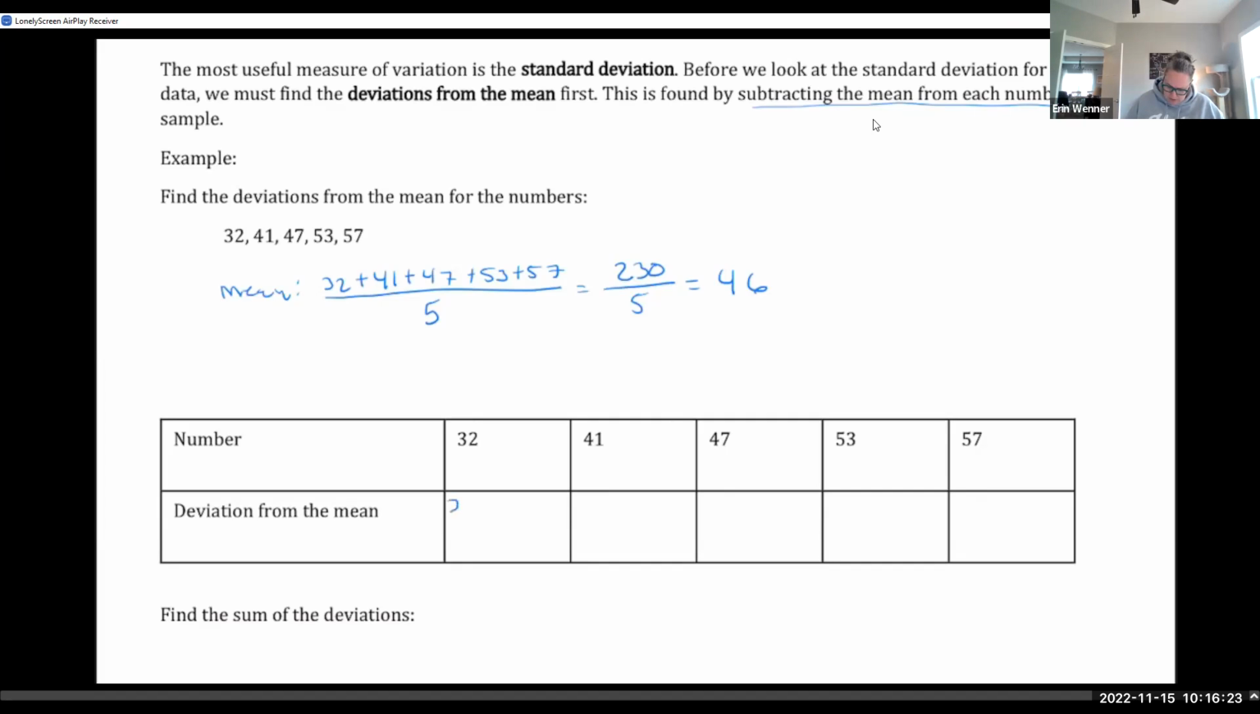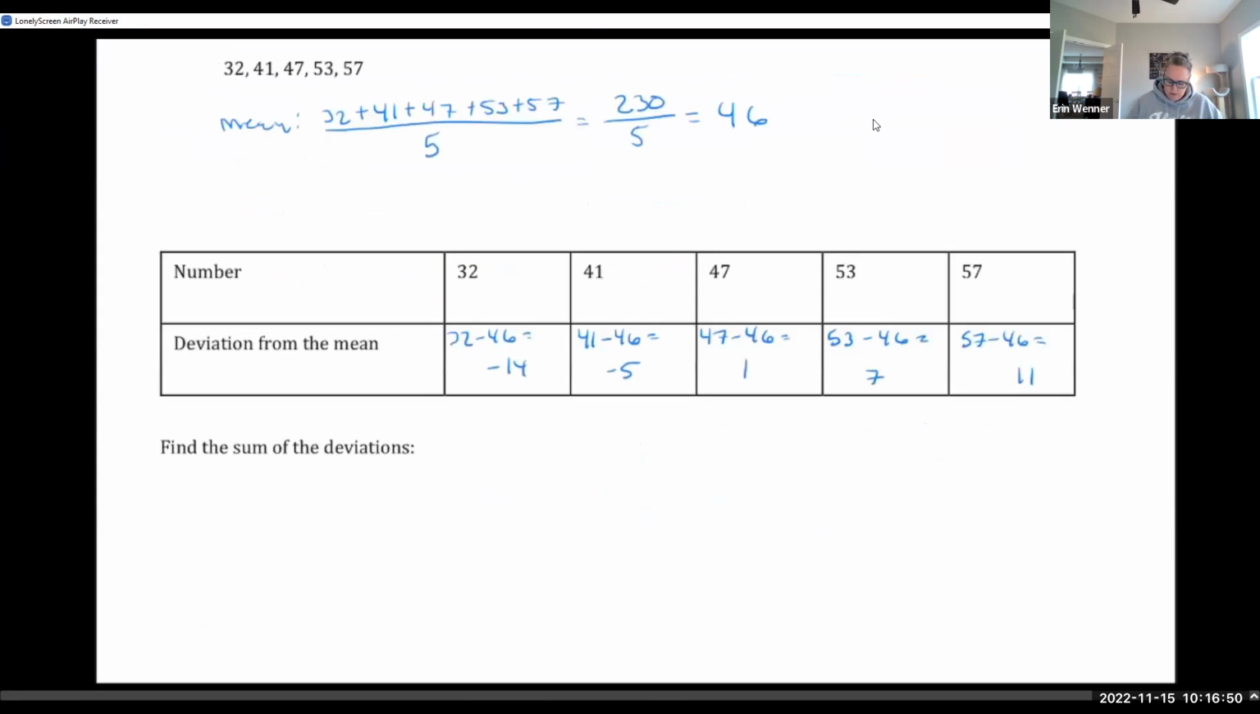So we're going to do 32 minus 46, which gives us negative 14. 41 minus 46 gives us negative 5. 47 minus 46 is 1. 53 minus 46 is 7. And 57 minus 46 is 11. We're going to find the sum of the deviations. This should equal 0, but it's always good to check just to make sure.